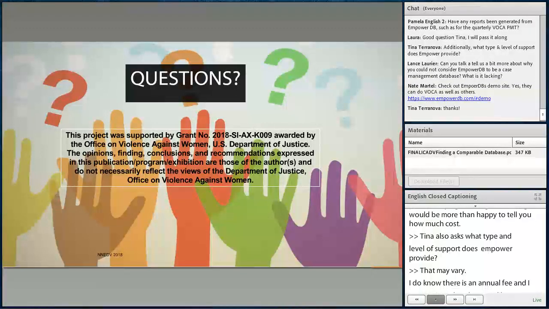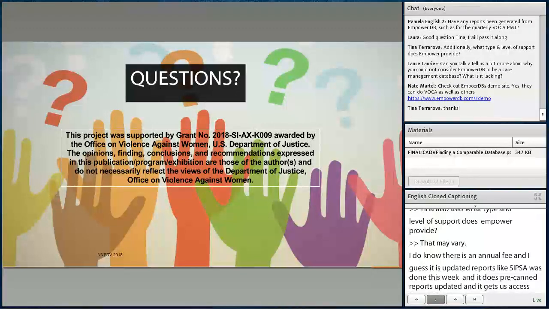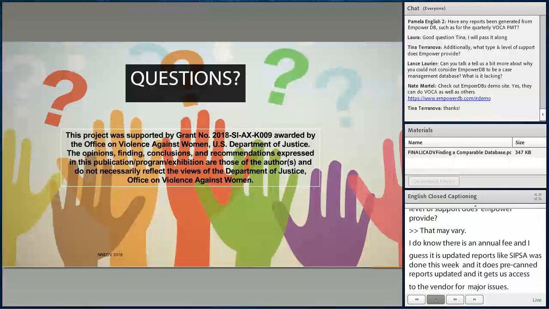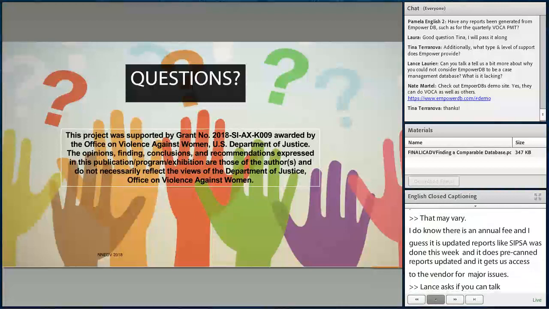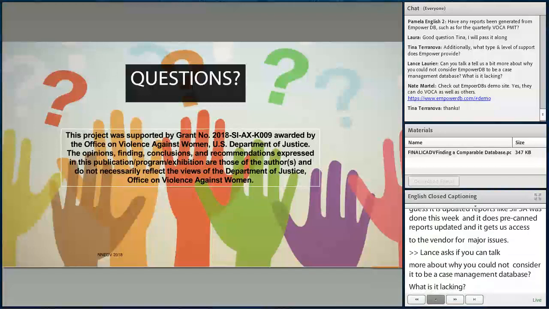Lance asked if you could talk a little bit more about why you would not consider Empower to be a case management database. What's it lacking? That's a fair question. That's my own words, if you will. It very well could be classified as case management.